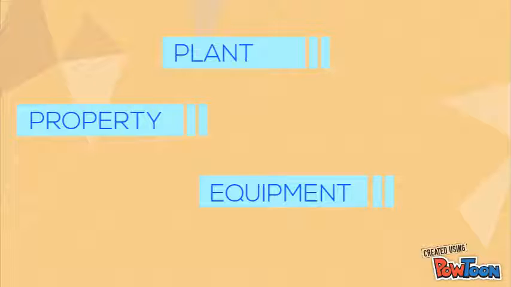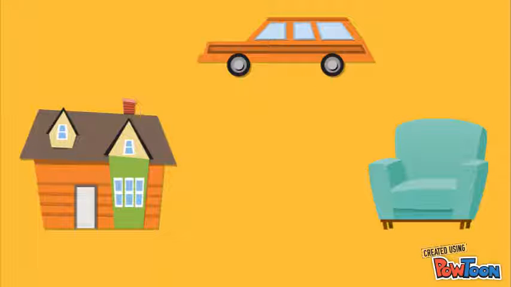We all know what plant, property, and equipment are. Buildings, vehicles, machinery. Basically assets which will be controlled by your business beyond the next 12 months, which helps to generate income.